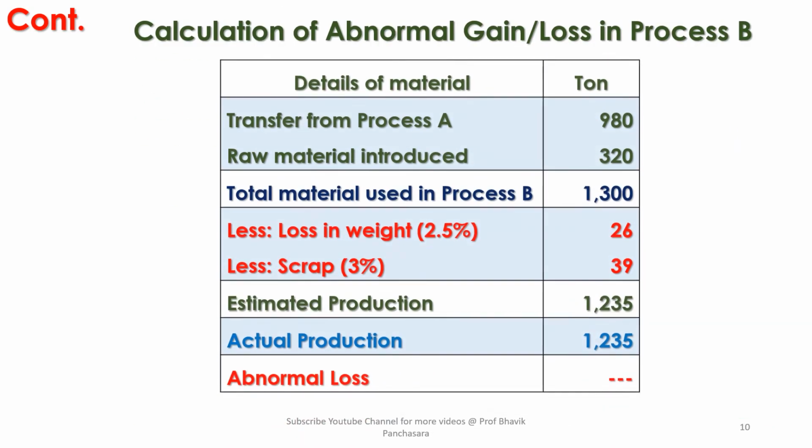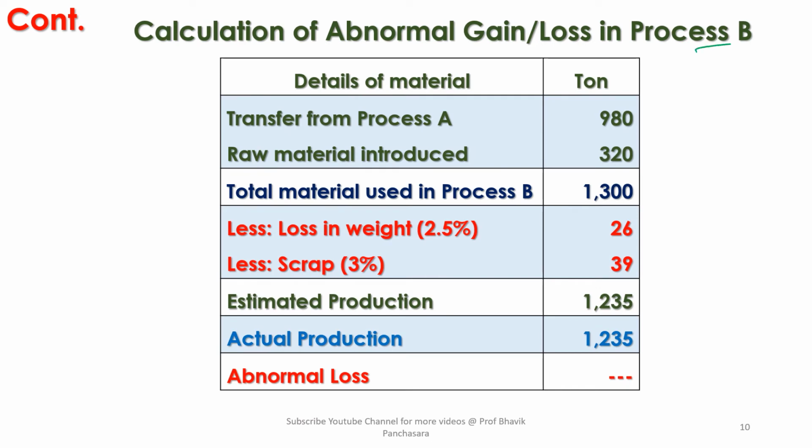Okay friends, now we are moving towards process B, and for that process, before we start the account, we have to calculate abnormal gain or loss. So, same as process A, we will calculate here, but first we have to show the transfer from process A. So, we are transferring 980 tons of material from process A.